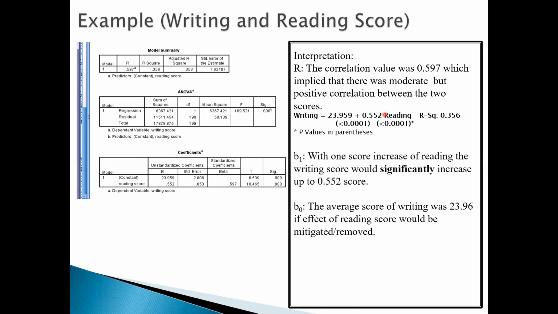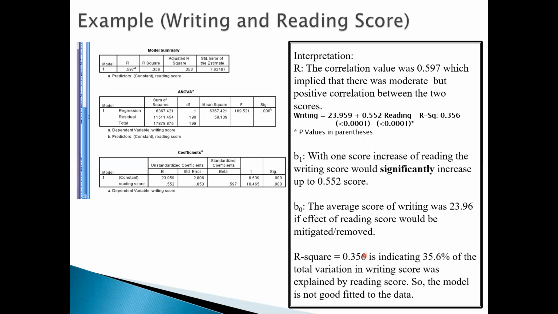The interpretation of B1 is that with a one score increase of reading score, the writing score increases by 0.552. And B naught is 23.959, which means that the average writing score of students is 23.959, provided that the effect of the reading score is not considered or is removed. In the end, R square comes out to be 0.356, indicating that 35.6% of the total variation in the writing score is explained by the model. So the model is not that well fitted to the data.